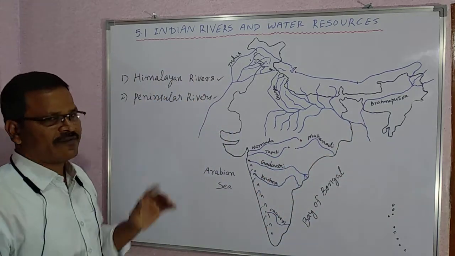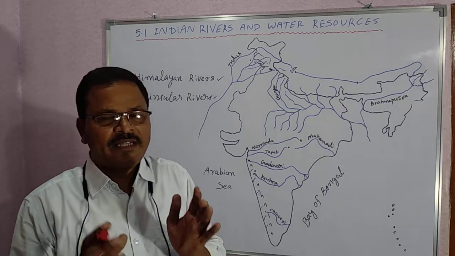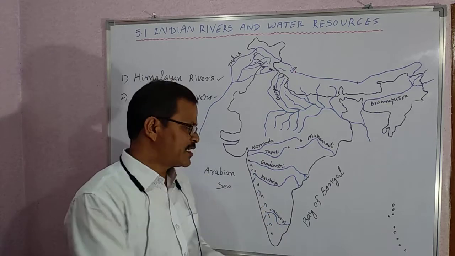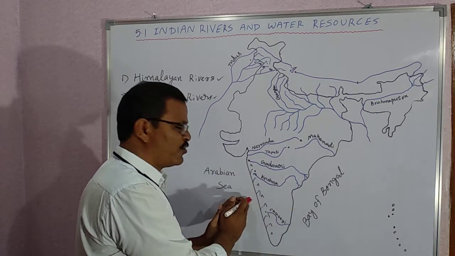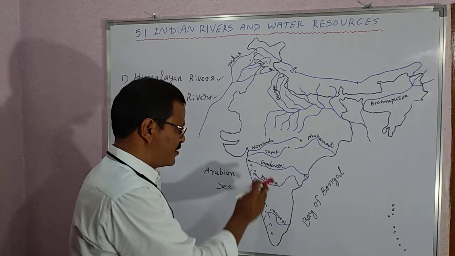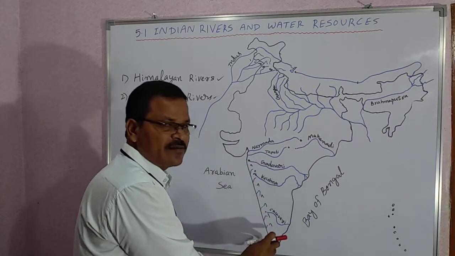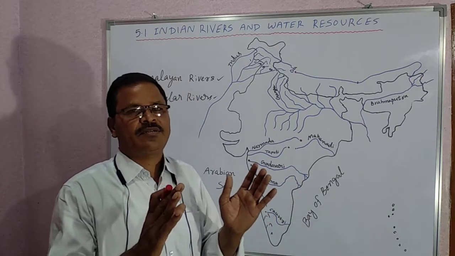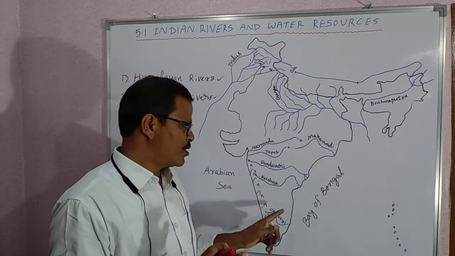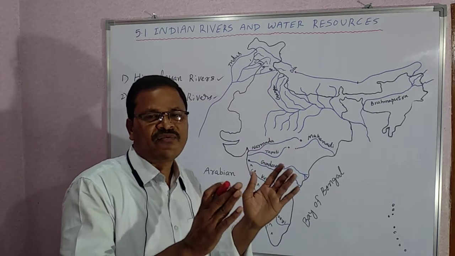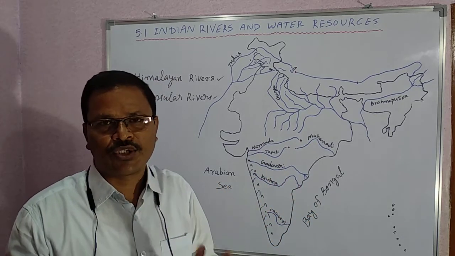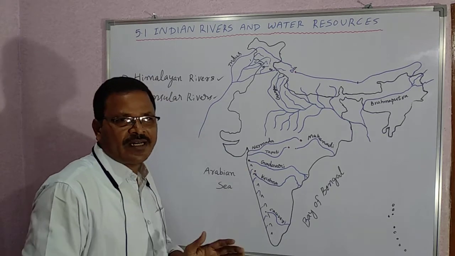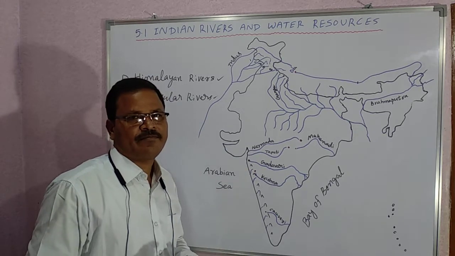Next, peninsular rivers. There is a water divide between major peninsular rivers and small rivulets. What is that water divide? That water divide is the Western Ghats. Most of the peninsular rivers, except Narmada and Tapati, flow from west to east and join the Bay of Bengal. All the rivulets flow from east to west and join the Arabian Sea.